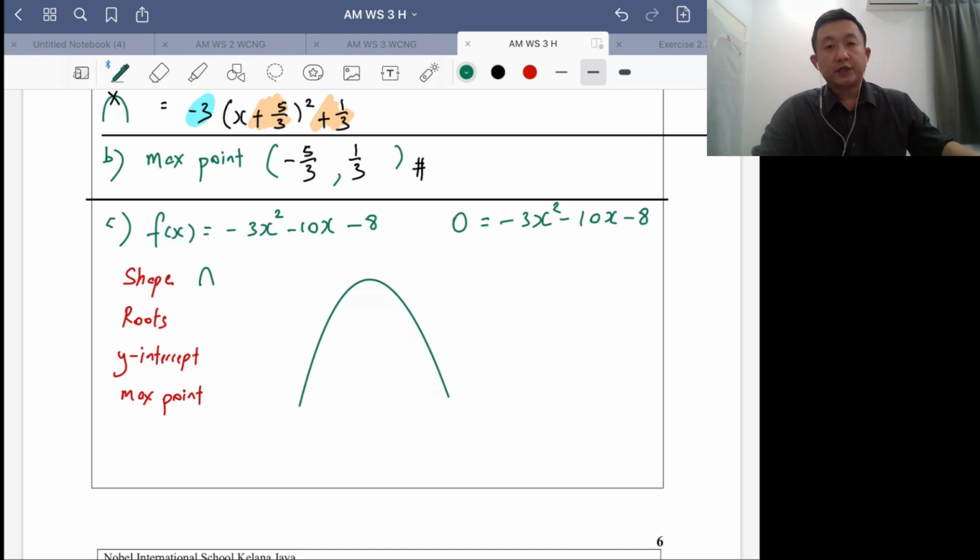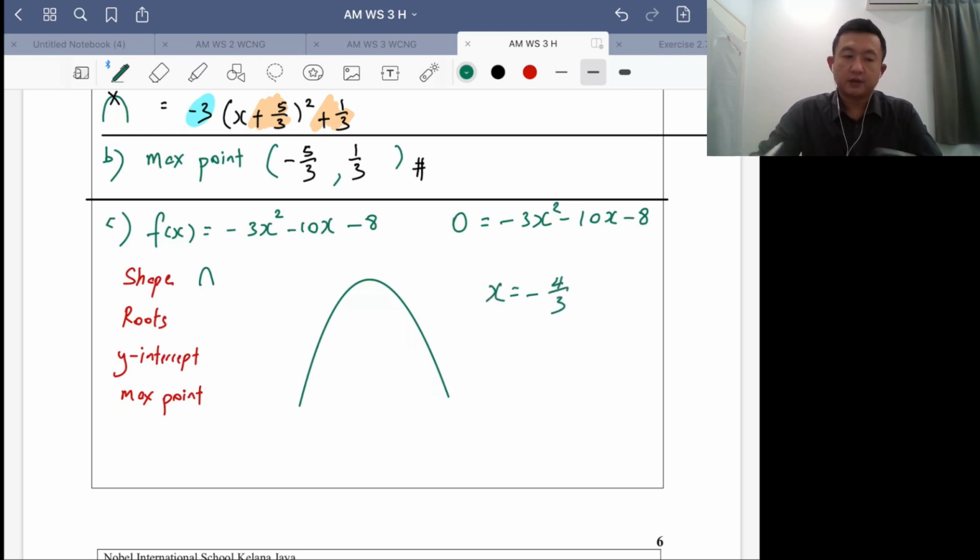Now you can leave everything for your calculator to help you find the roots, the solutions, by putting in a, b, c. You put in a equals -3, b equals -10, and c equals -8. So you should have x equals -4/3. Another one will be -2. Always remember, since you are doing cross factorization, these two brackets must be included. The calculator just helps you to fasten your pace.